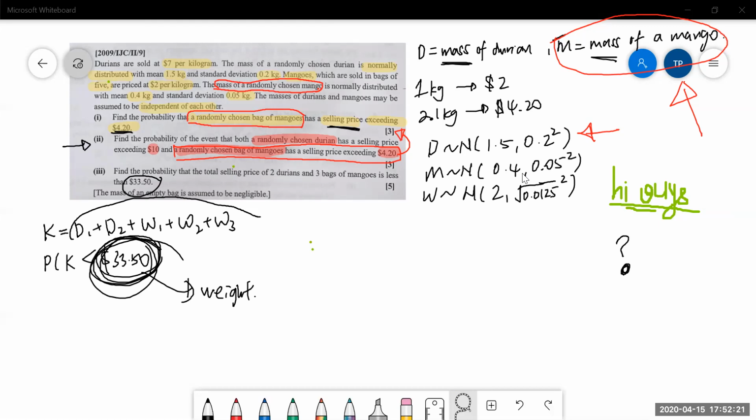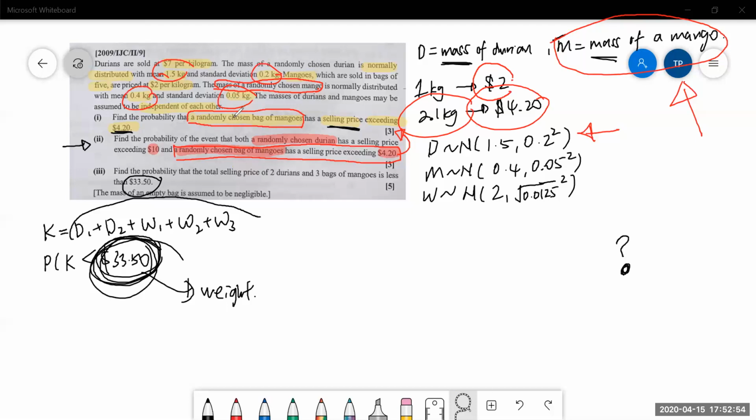No, it's wrong. You know what they did? I'm looking at the solution. Our method is totally different. What I did was I converted the price to kg, because the distribution that they gave us was all in kg. That's why I don't want to deal with the conversion of the distribution.